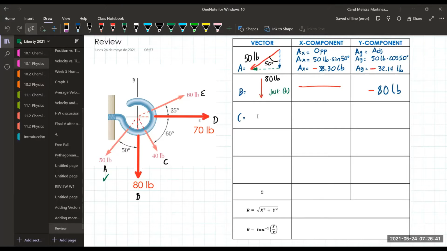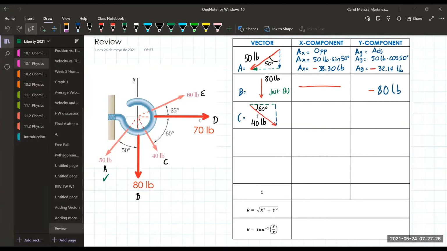Now take a look at the C vector. The C vector is like this. It has a measure of 40 pounds and it has an angle of 60 degrees. So what I do is I complete the right triangle with the components, my horizontal component and my vertical component.